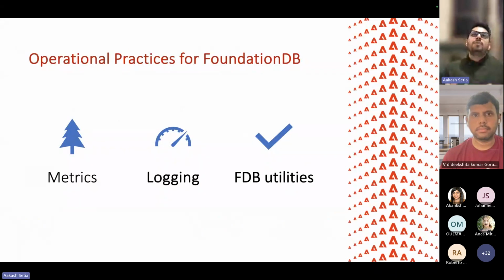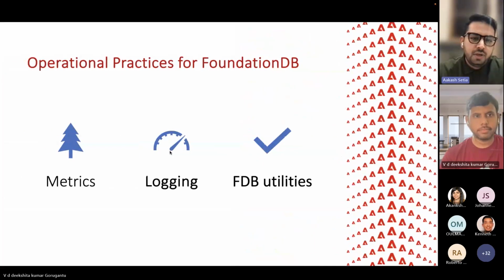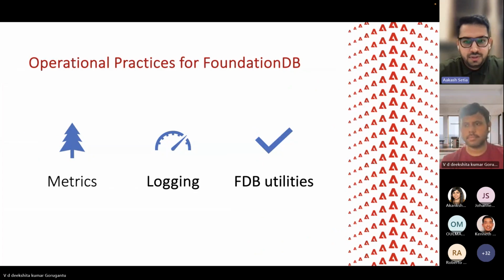So now we have provisioning done, configuration done. Now we'll be moving to showcase how we are doing the day-to-day operations and managing the FoundationDB cluster. So I'll be handing over to Deekshit. He'll be talking about which metrics we are monitoring, how we are logging, and which FoundationDB utilities we are using. So yeah, over to you, Deekshit.